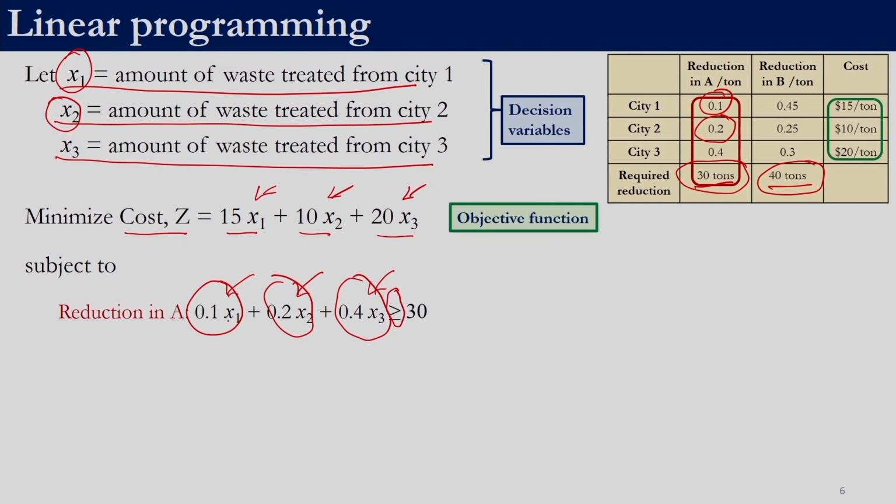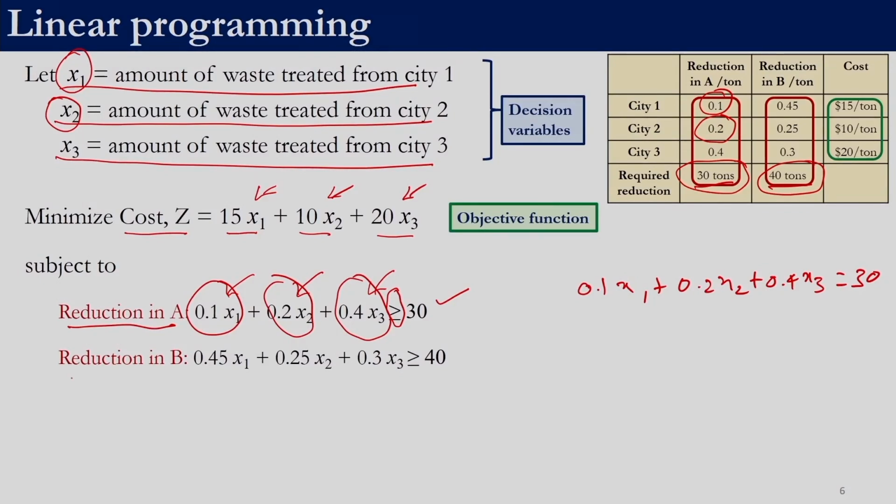So it can be greater than 30 or it can be equal to 30, it need not be exactly equal to 30, right. So writing this as 0.1 x1 plus 0.2 x2 plus 0.4 x3 is equal to 30 is not correct, right. It does not capture what is required in the problem. It says we need to remove at least 30. If we are removing more than 30, that is not a problem, right. So this constraint captures only the reduction in pollutant A.